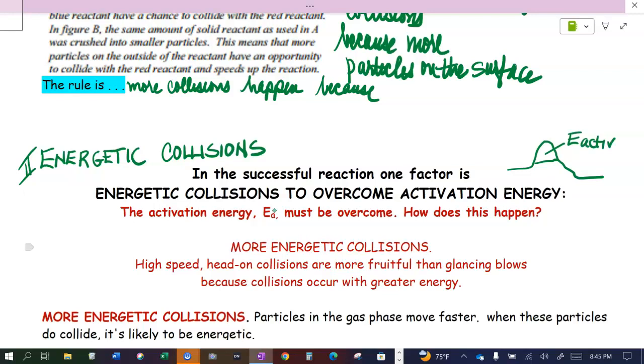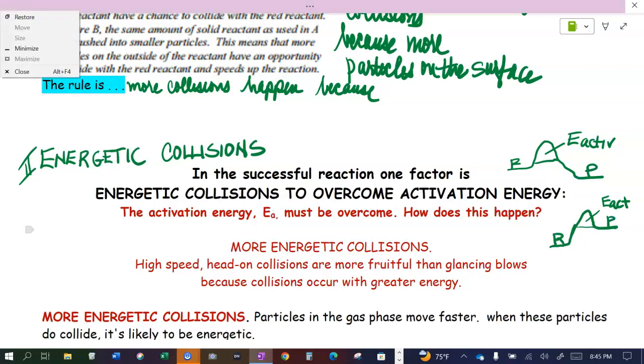All right, so both kinds of reactions, whether the reactant is high and the product is low, or the reactant is low and the product is high, in both kinds of endo or exo reactions, we know perfectly well we need an activation energy to break those bonds. So in the successful reaction, one factor is to overcome activation energy with energetic collisions.